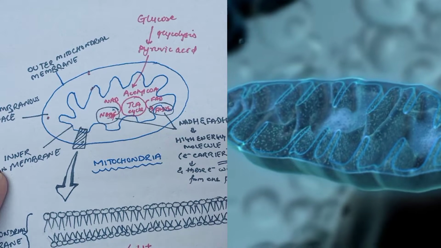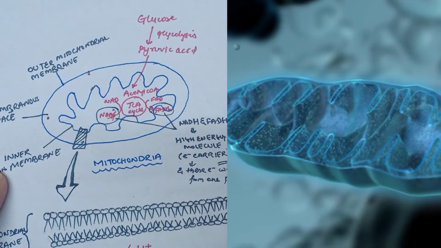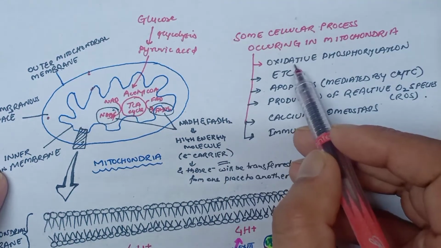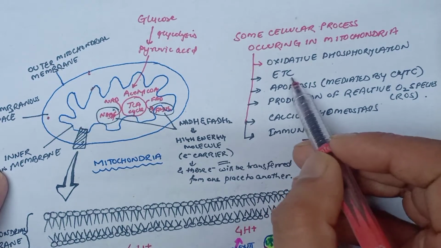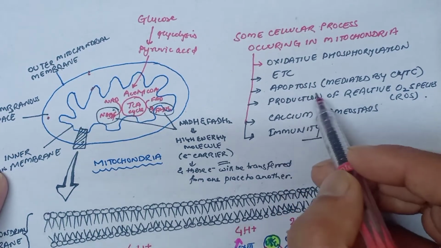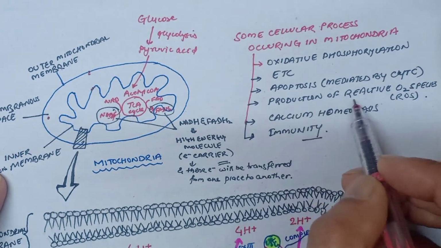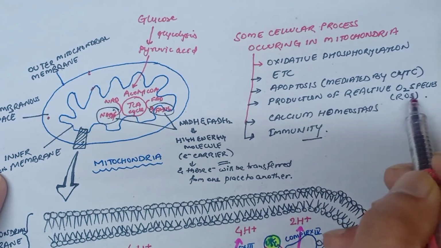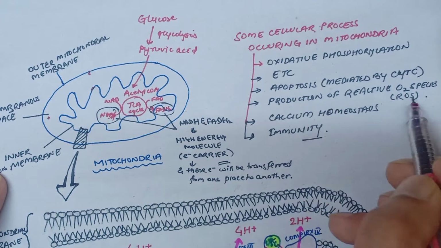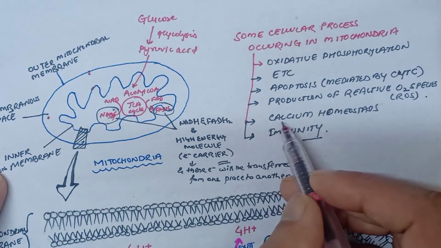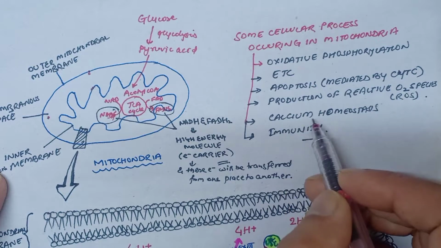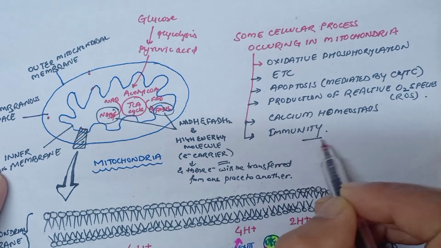Some cellular processes which occur in mitochondria are oxidative phosphorylation, the electron transport chain, apoptosis, which is mediated by cytochrome C, and production of reactive oxygen species, that is production of ROS. It is also associated with calcium homeostasis, and it is also associated with immunity.